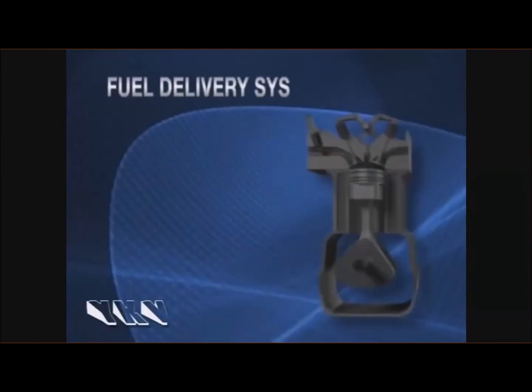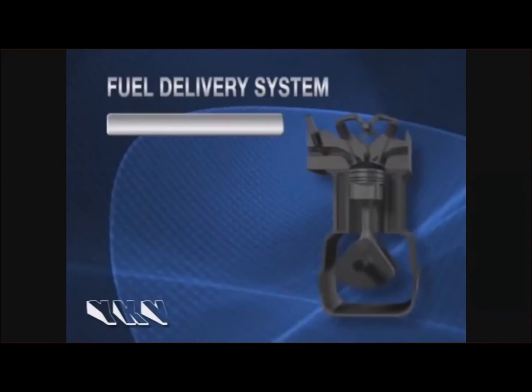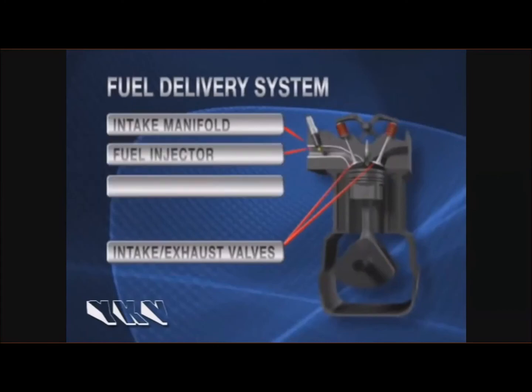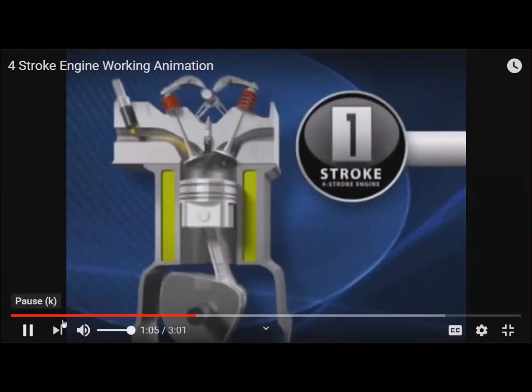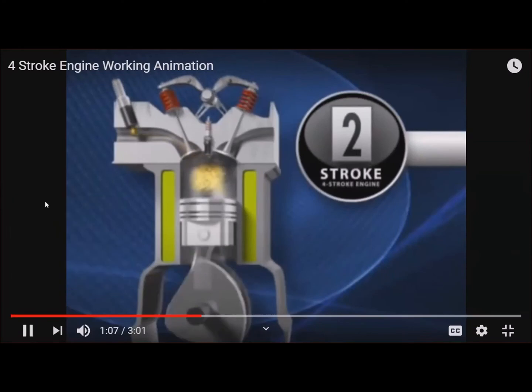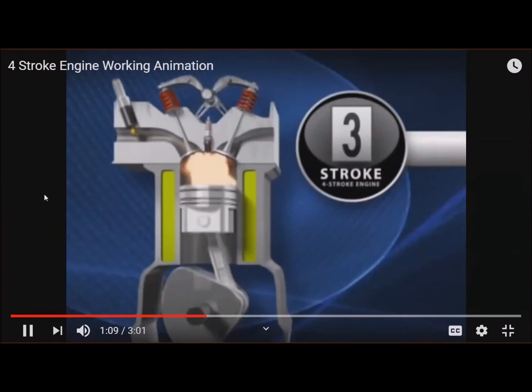The fuel delivery system consists of an air intake manifold, valves, intake and exhaust, a fuel injector, and a spark plug. A 4-stroke engine is called a 4-stroke because, I wouldn't call a spark plug part of the air delivery system. I probably wouldn't call the exhaust valve that either. So I know I'm being picky, but 4 up and down motions are needed to complete the cycle.